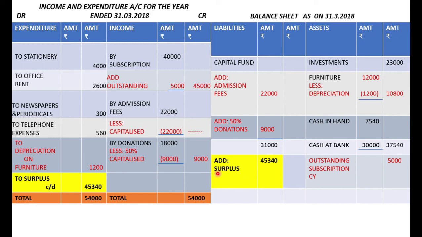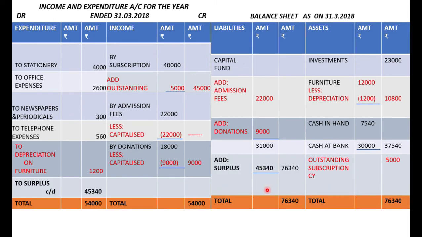Surplus will be added to the capital fund in the liability side of the balance sheet. Add surplus 45,340. Total of your capital fund will be 76,340. Now take the total of your liability side. Your liability side total is 76,340. Take the total of your asset side, you will get 76,340. With this, your balance sheet will tally.